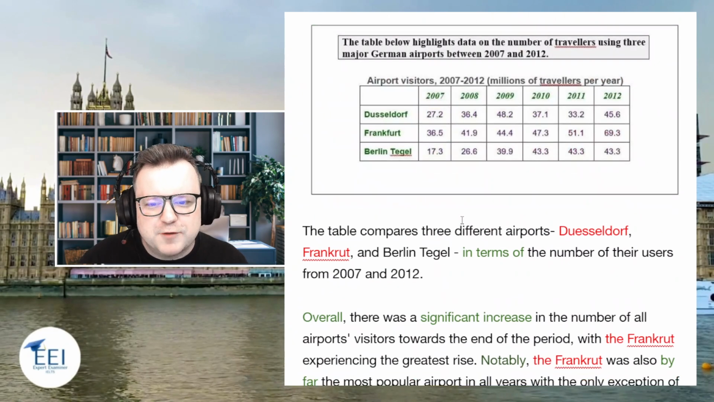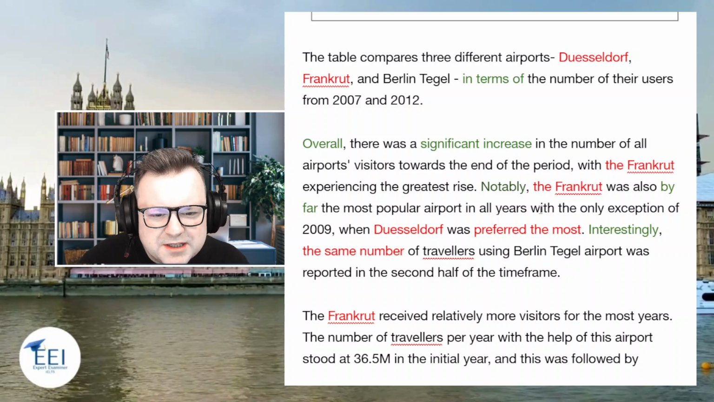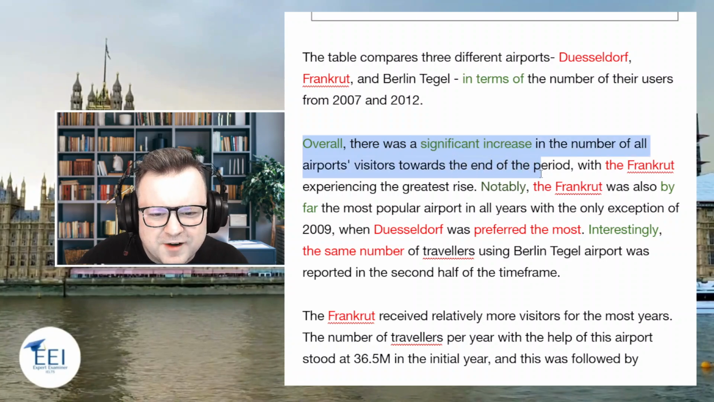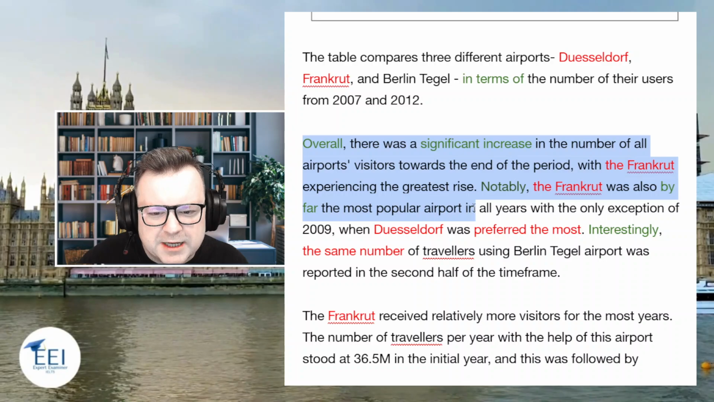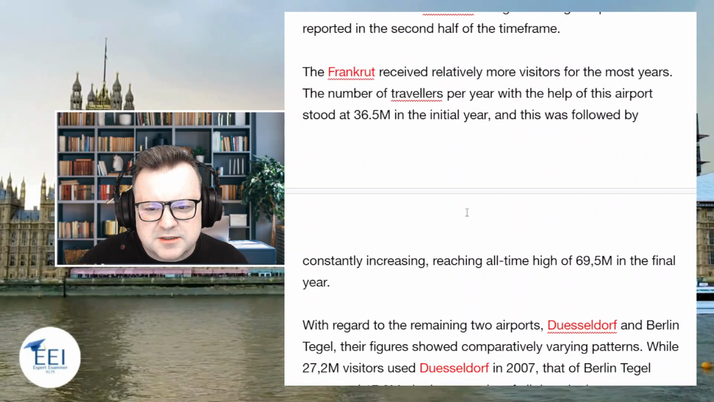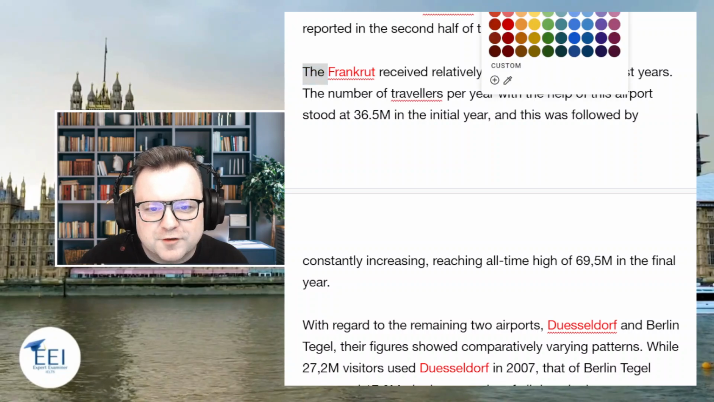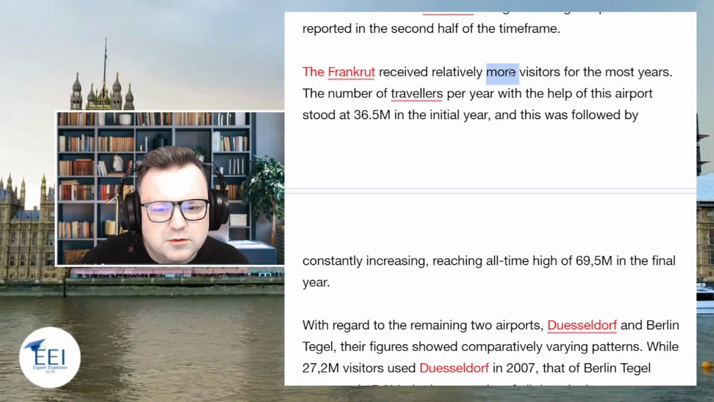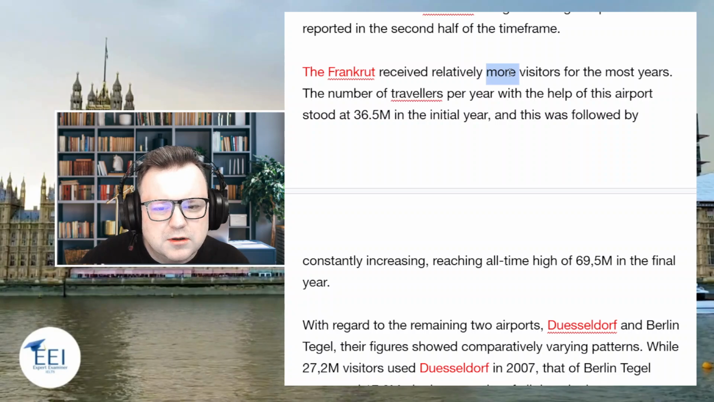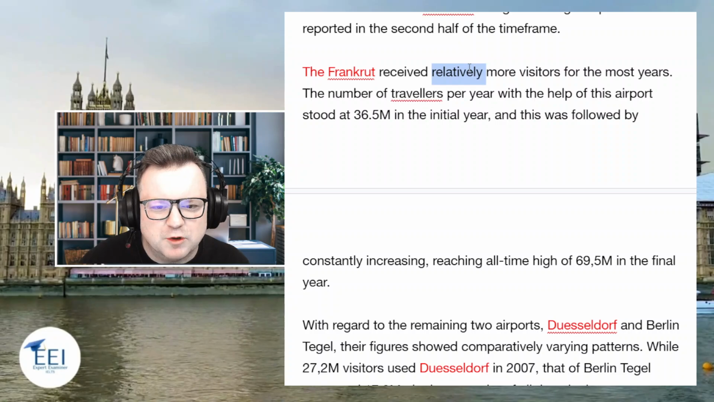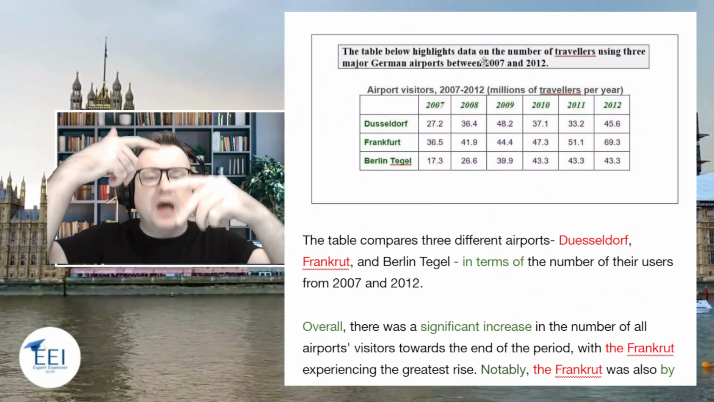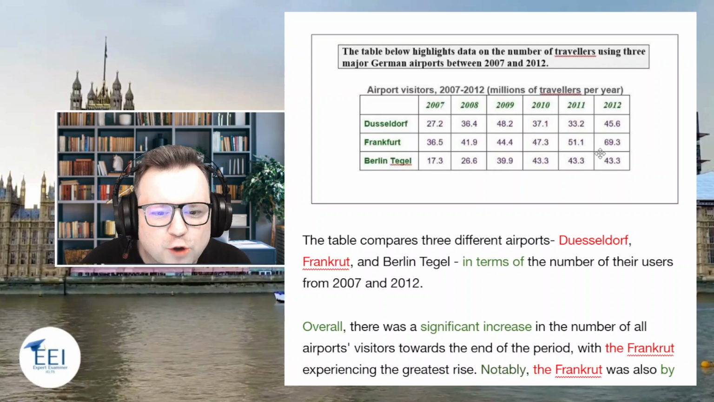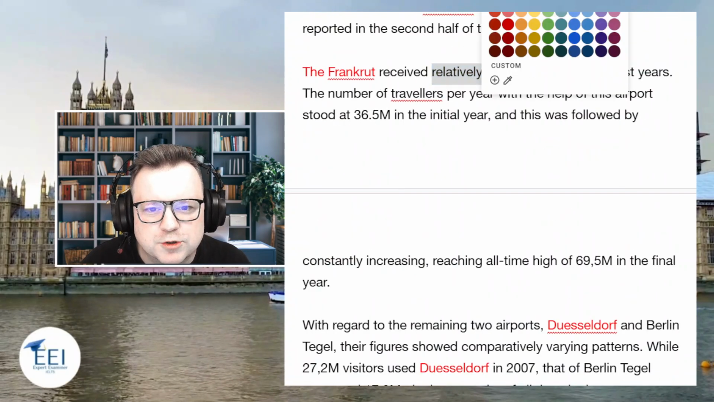But okay, let's see if we get data now to support one key feature. Probably the key feature is either that Frankfurt had an increase or Frankfurt was the most popular airport. So we should get some data to back this up. "Frankfurt received relatively more visitors", not relatively, progressively more visitors. If you mean it went up and then it went up again and then went up again, that's progressively more visitors, not relatively more visitors. So just an incorrect word here.